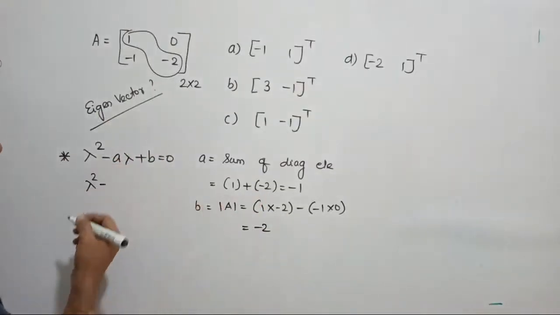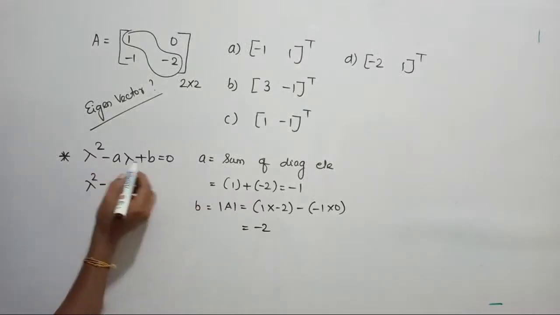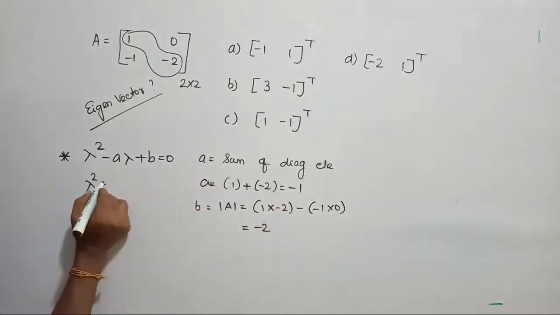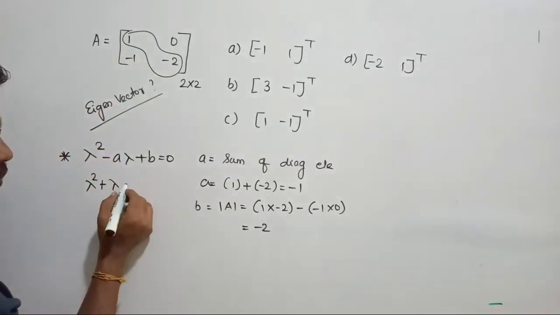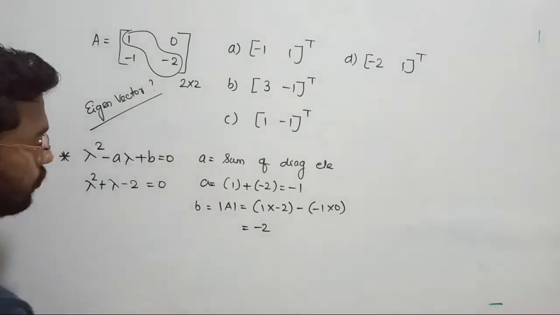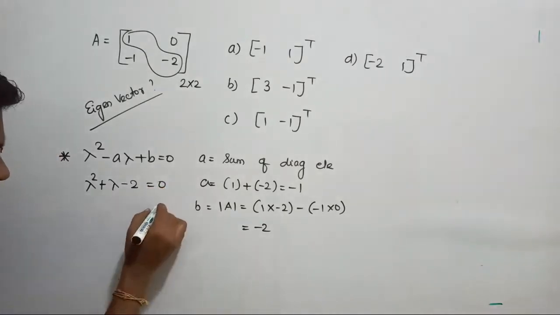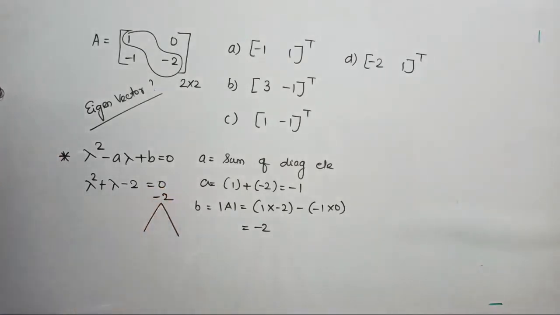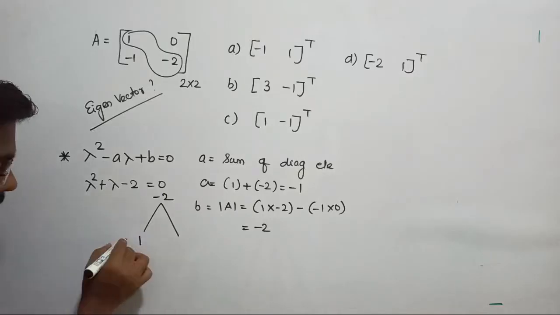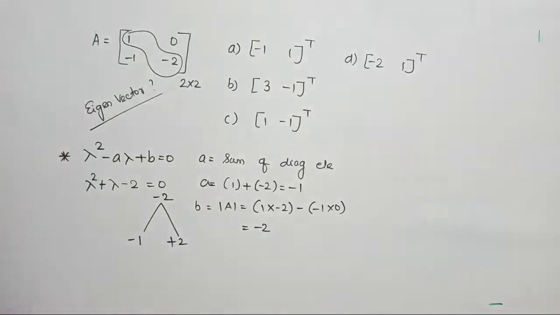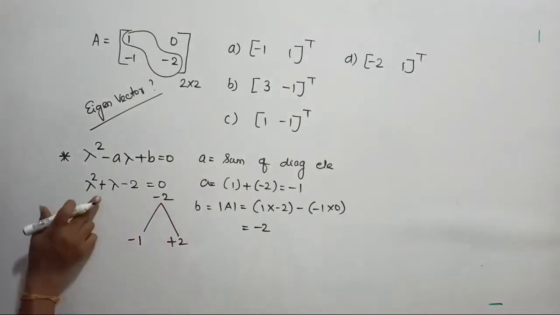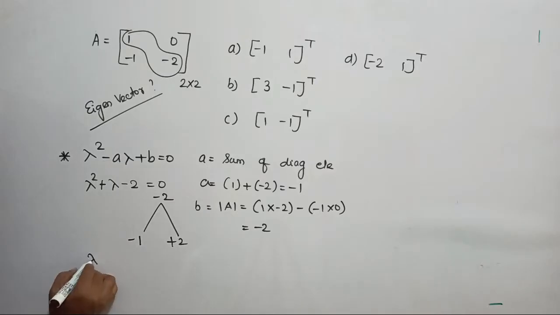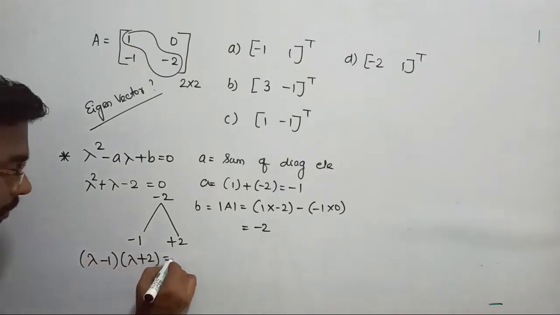Let us substitute this value here. Already we have a minus; for a I got one more minus 1, such that it will become plus lambda. What about b? For b we are getting minus 2. Can we break them directly? Let's try. 1 minus 1 plus 2, I think this is correct. Minus 1 into plus 2 will become minus 2. If I add these two, I'm getting plus 1. Such that these roots can be broken as lambda minus 1 into lambda plus 2 equal to 0.